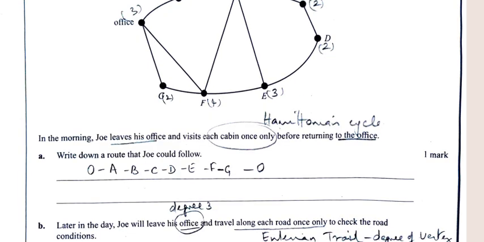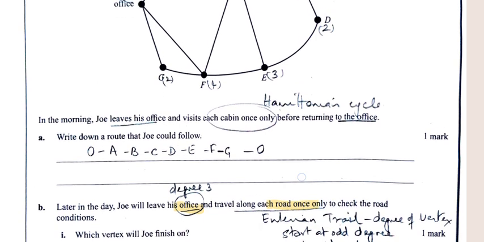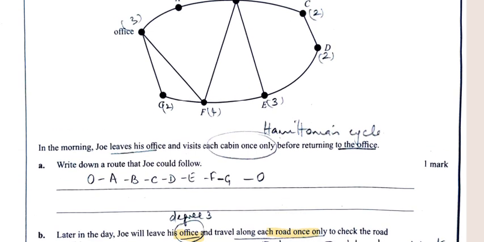The next question says, later in the day he leaves his office and travels along each road once to check. Which vertex will he finish on? When you have to travel along a road just once, that is along edges only once, you have to think of the Eulerian, E for edges. And because he doesn't come back to the office, it's an Eulerian trail.